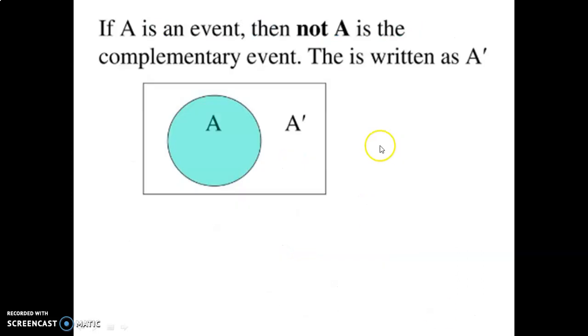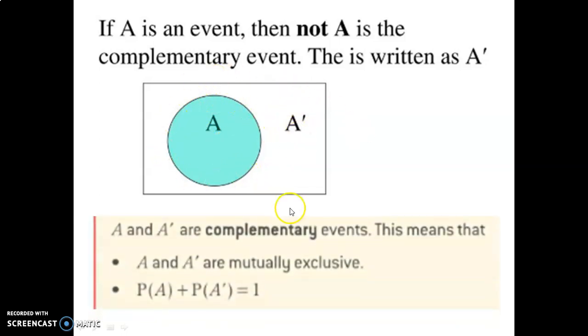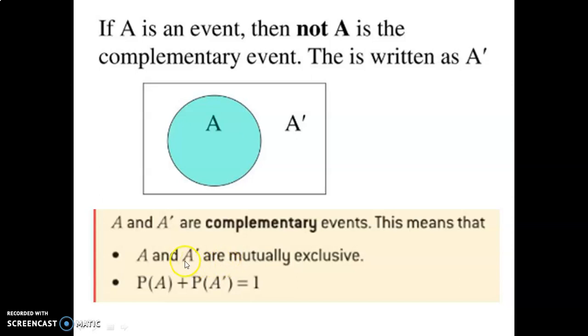Finally, complementary events. As you may remember, we have A and here's not A outside of it. And for that, we need to know that they are mutually exclusive, right? They cannot occur at the same time. This occurs or this occurs, they can't overlap. And therefore, this plus this equals 1. The probability of this one plus this one equals 1 because all these things plus all the things outside of it make all the possibilities, which is a probability of 1.